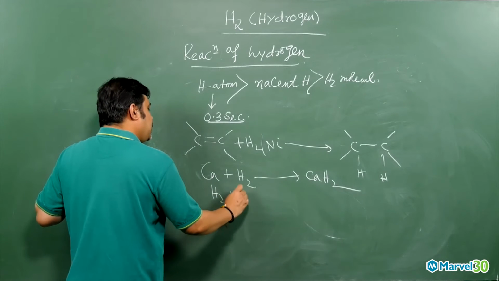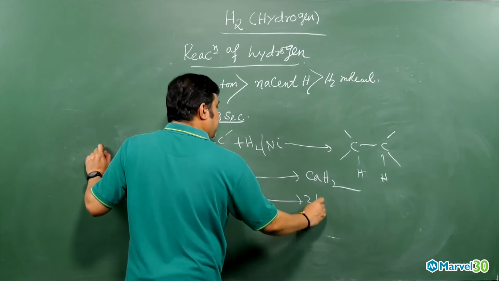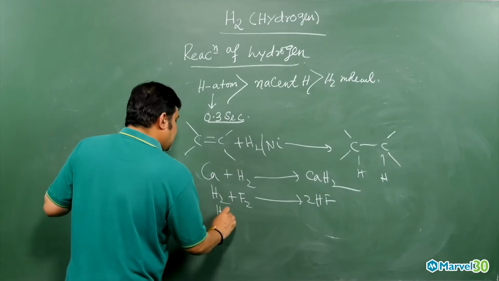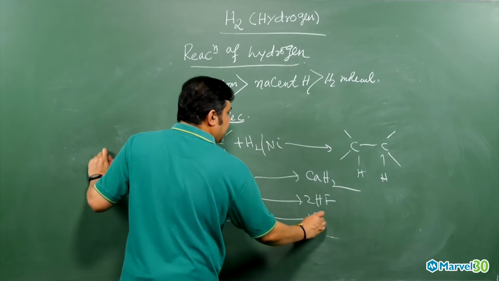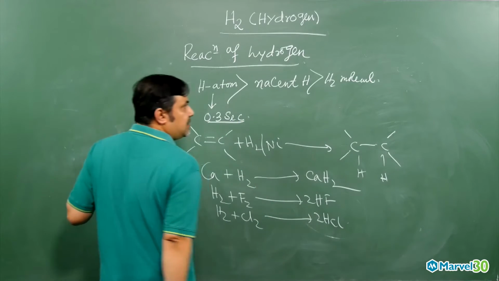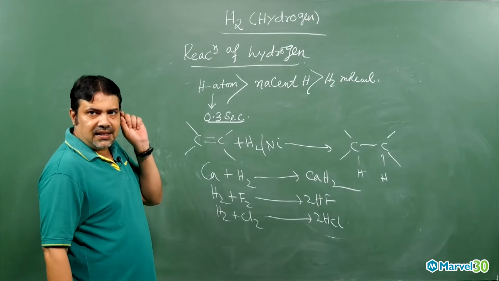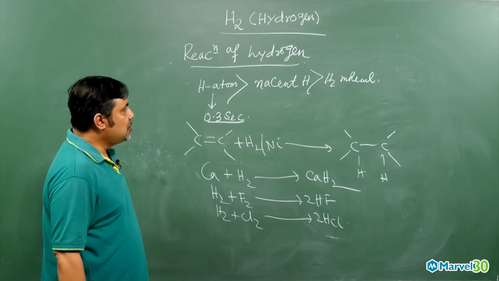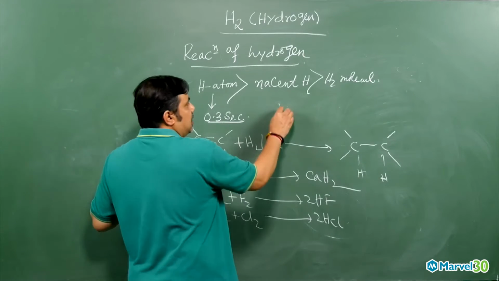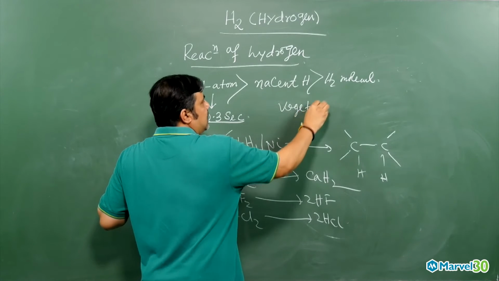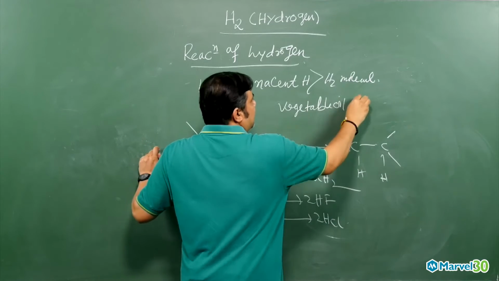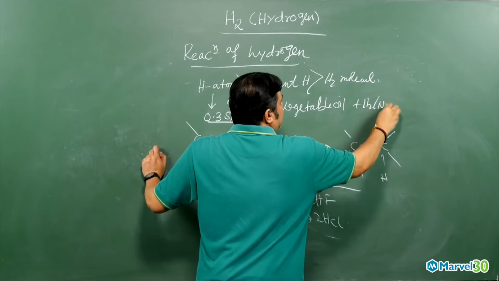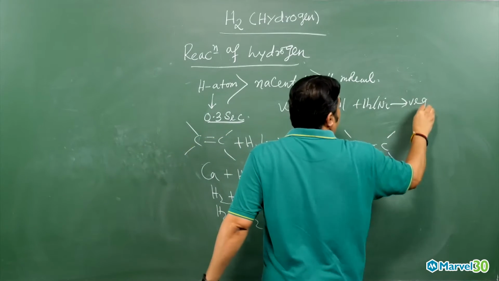Hydrogen plus F2 is nothing but HF. Hydrogen plus Cl2 is nothing but HCl. So these are the reactions you have to understand. Vegetable oil plus H2 with Ni, immediately you will get vegetable fat or ghee.